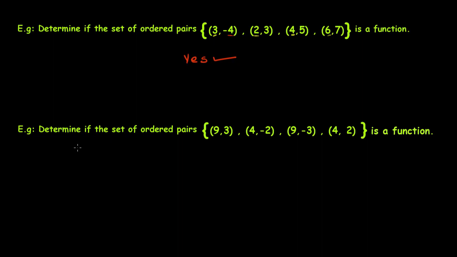So the last example says determine if the set of ordered pairs is a function. So we have 9 comma 3, 4 comma minus 2, 9 comma minus 3, and lastly 4 comma 2. So we have this x coordinate 9 producing 3, and we also have 9 producing minus 3, which is wrong. We have 4 producing minus 2 and also 4 producing 2. So you can see that we have two different ordered pairs having the same x coordinate. So this is not a function.